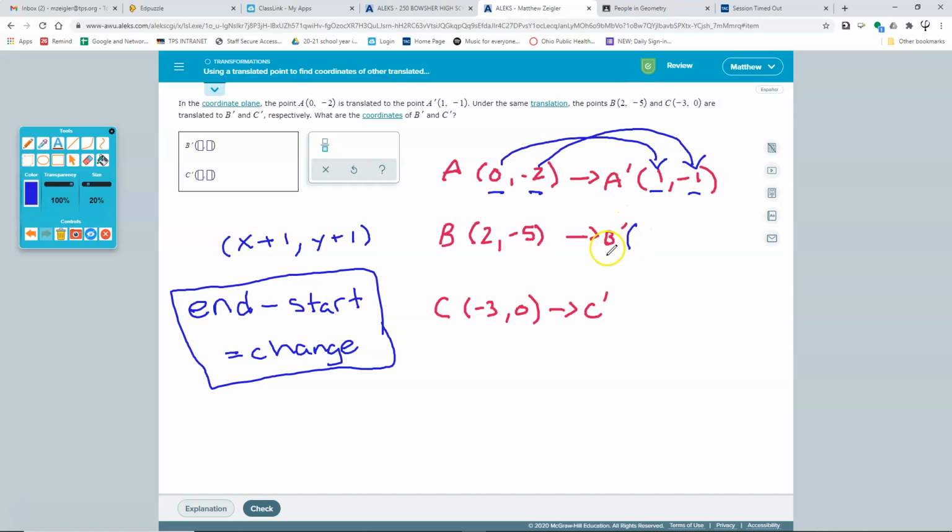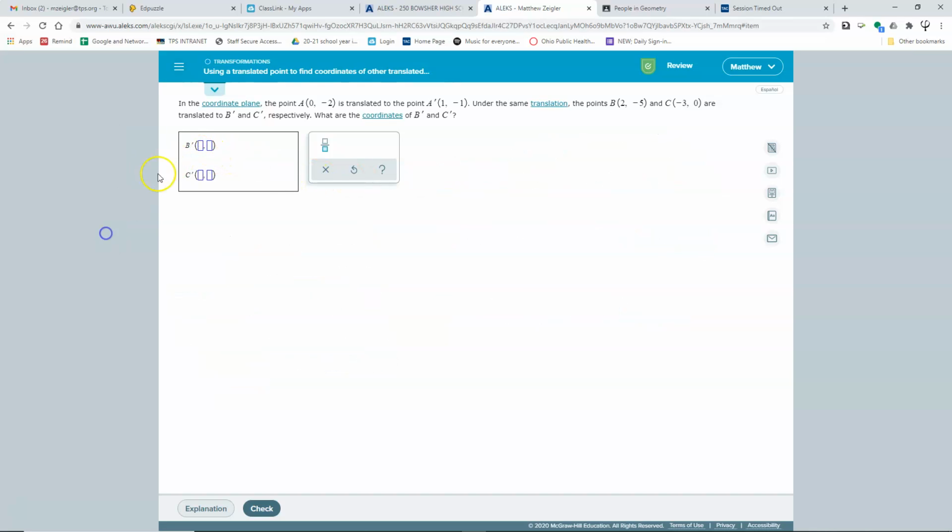So then we just have to go down here and do the same thing. 2 plus 1 is 3, and -5 plus 1 is -4. And down here, -3 plus 1 is -2, and 0 plus 1 is 1. So our new coordinates are (3, -4) and (-2, 1).